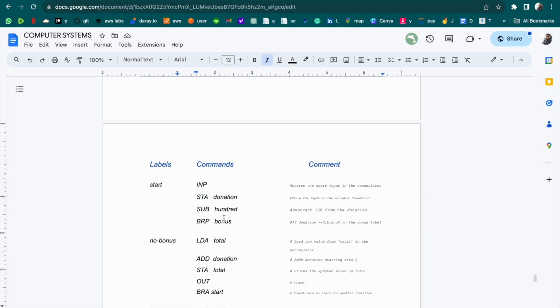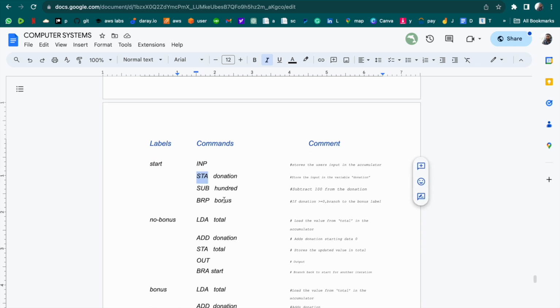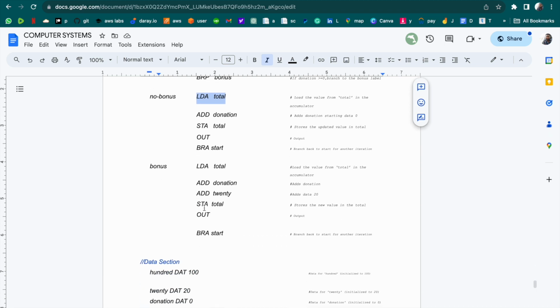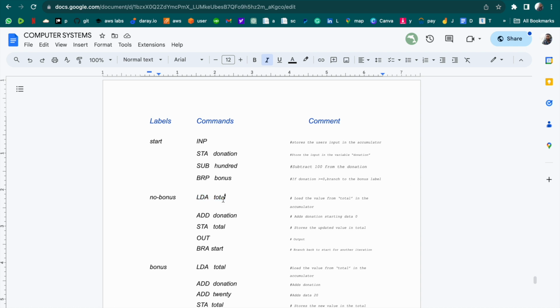Now, donation is a variable. A variable is updated with the word STA, and the only time donation had STA was here when it was updated to 10. There's no updating the variable. So donation is still 10. So we come here and we load total. Total, according to our code, is 0. So 0 is loaded because we need it. Add donation to total, that's 0 plus 10. We have 10, right?